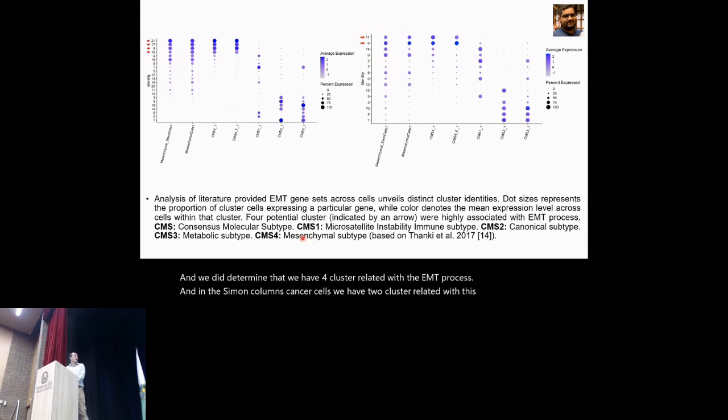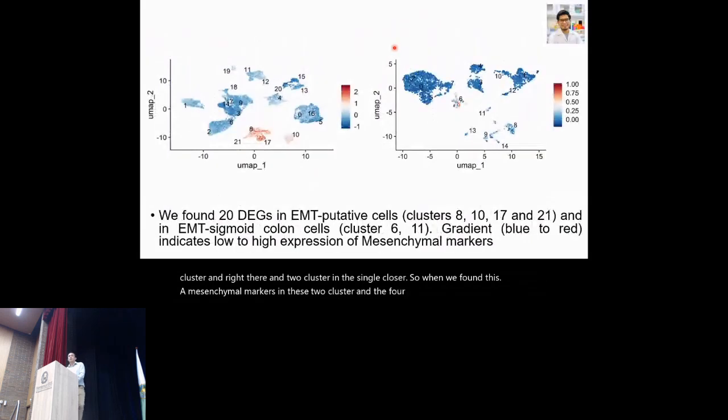We explore different types of subtypes, like microsatellite instability, the canonical subtype, the metabolic subtype, and the mesenchymal subtype that was the CMS4. So in this case, we have 4 clusters right there and 2 clusters in the sigmoid cluster. When we found these mesenchymal markers in these 2 clusters and the 4 clusters, we tried to know what is the expression of these mesenchymal markers in these clusters.